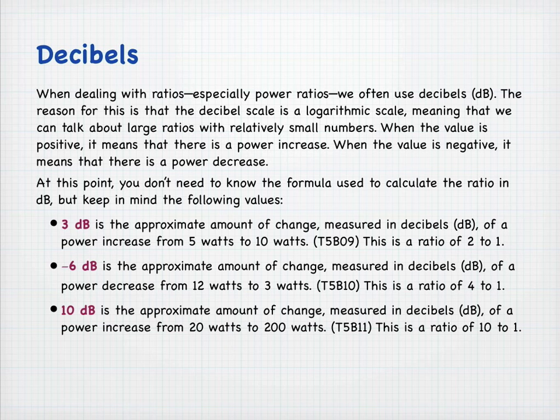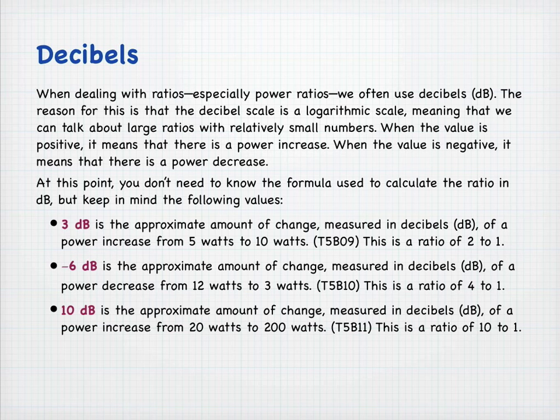When dealing with ratios, especially power ratios, we often use decibels, or dB. The reason for this is that the decibel scale is a logarithmic scale, meaning that we can talk about large ratios with relatively small numbers. When the value is positive, it means that there is a power increase. When the value is negative, it means that there is a power decrease.